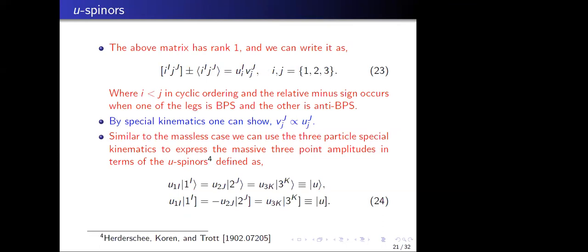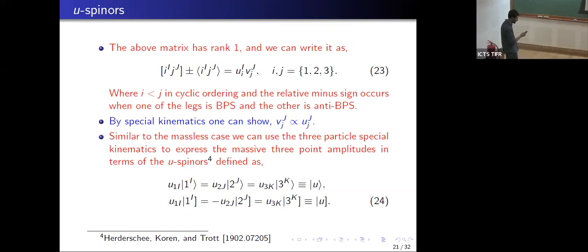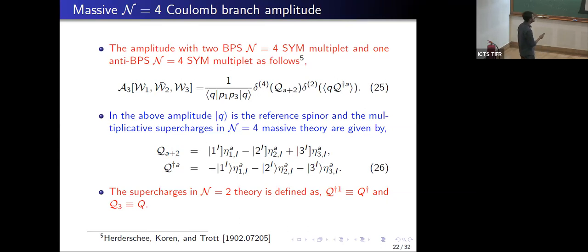Okay. So the determinant of this matrix is equal to 0, and this has rank 1, and we can write it in terms of two spinors U and V, and by special kinematics we can show that these two are not independent but dependent. So similar to the massless case, we can use this three particle special kinematics to express the massive three-point amplitudes in terms of U spinors defined in this paper like this. These are the definitions of the box U and angle U. These are called U spinors, and we will use them to define the three particle amplitude.